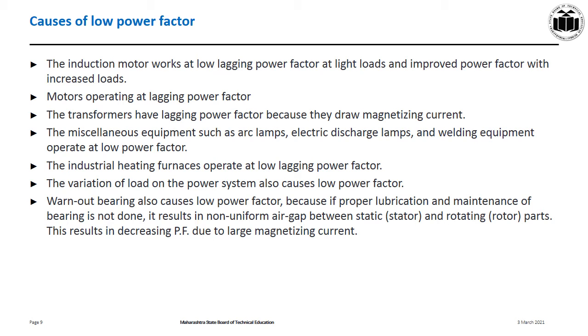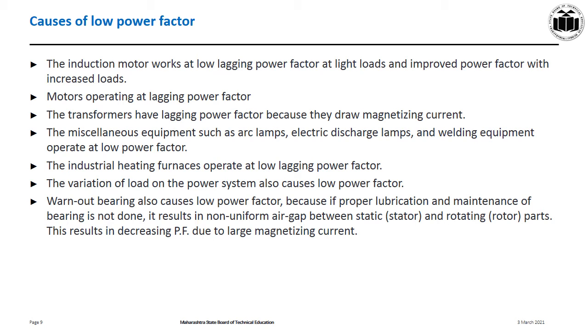Now the causes of low power factor. The induction motor works at the low lagging power factor at light loads and improves power factor with the increased load, because for the industry the induction motor or the inductive load makes a bigger percentage. Motors operate at lagging power factor. The transformer has lagging power factor because it also draws the magnetizing current. The miscellaneous equipment such as arc lamp, electric discharge lamp and welding equipment operate at low power factor. The industrial heating furnace operates at low lagging power factor. It is one of the very reasons for power factor being poor.